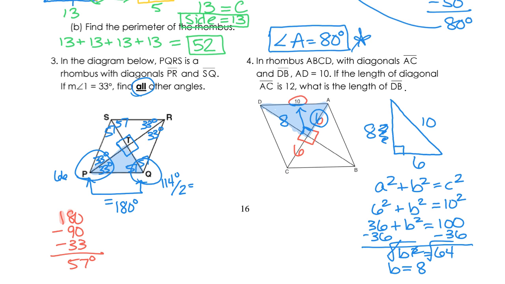And in a rhombus, if half the diagonal equals 8, the other half equals 8. And now I can tell you that DB, part plus part, 8 plus 8, has a length of 16. And that one's finished. Okay, on the back side is proofs, and we're cutting those out.